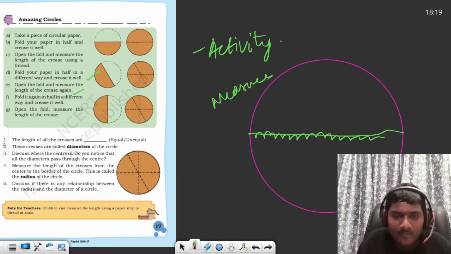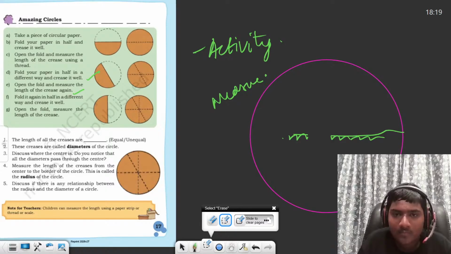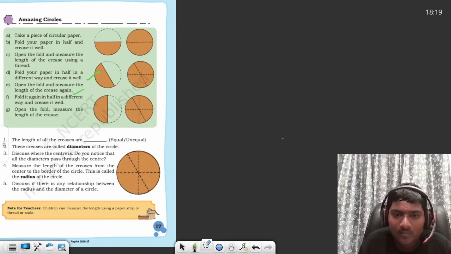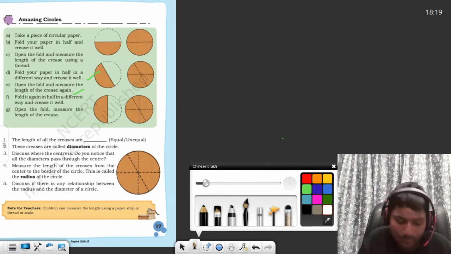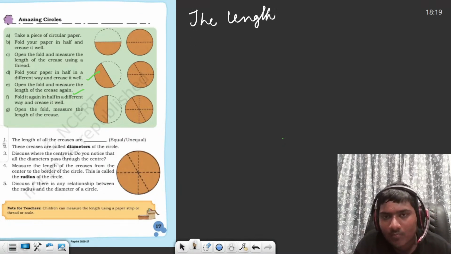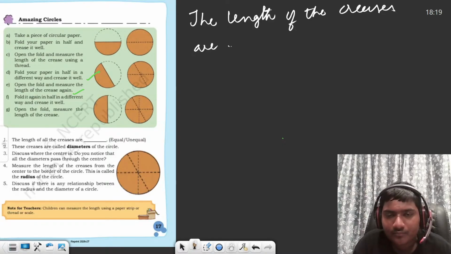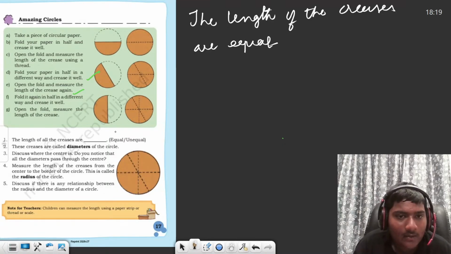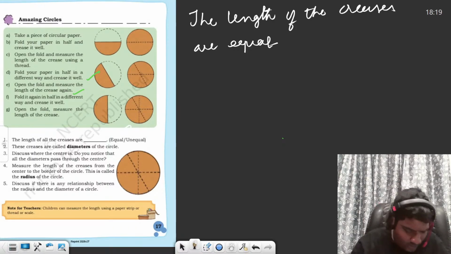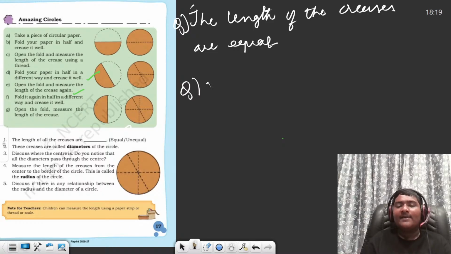Yes, the lengths of the creases are equal. Okay. The creases are called diameters of the circle. Yes or no, children? The creases are called diameters. Yes.